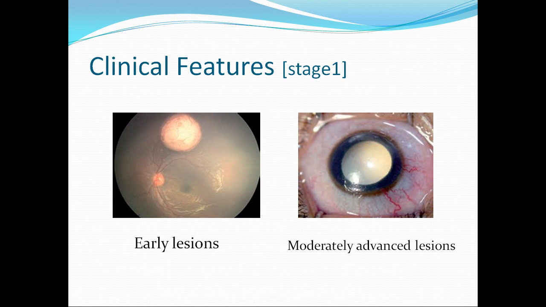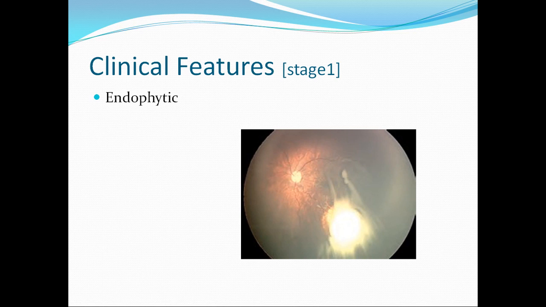Early lesions appear as a translucent or white fluffy retinal mass. Moderately advanced lesions usually present with leukocoria due to the reflection of light by the white mass in the fundus. As the tumor grows further, 3 patterns are usually seen. First is endophytic, in which the tumor grows into the vitreous cavity. A yellow-white mass progressively fills the entire vitreous cavity and vitreous seeds occur.